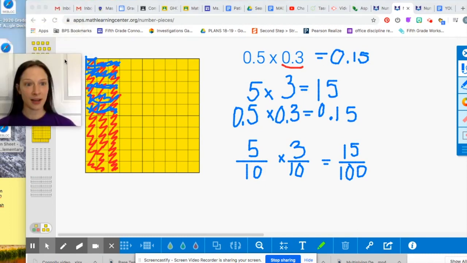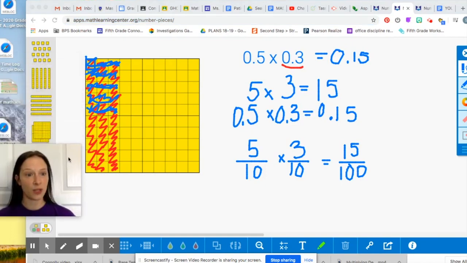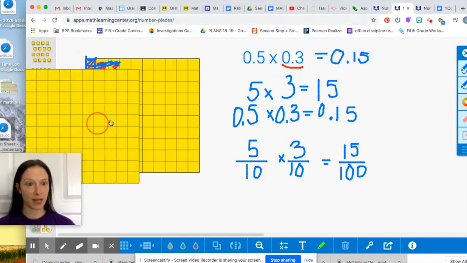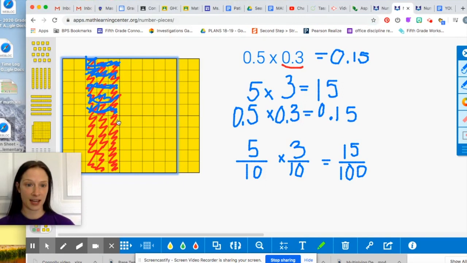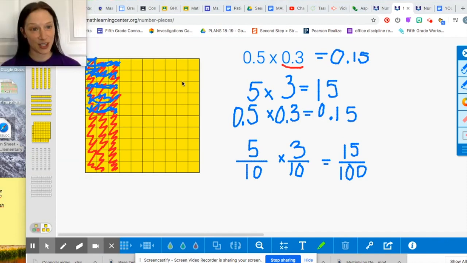Oh, side note, if you want to hit pause and write down that website, that's where you can get to these base 10 blocks. And all that I did was I took one of these guys and plucked it over here so that I could write on it. Okay, so that is something that you could do if you wanted the representation and you have a computer at home. Anyway, so we thought about the size of the product and what's happening to each factor.